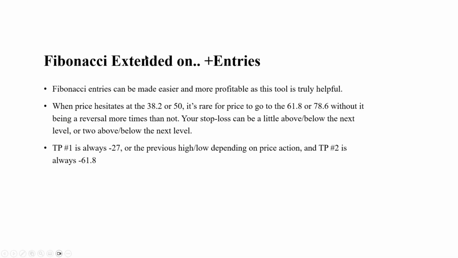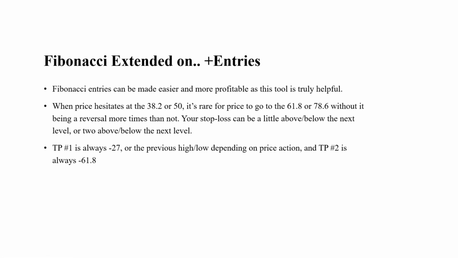We're going to go to Fibonacci extended entries. Fibonacci entries can be made easier and more profitable as this tool is truly helpful. When price hesitates at the 38.2 or 50, it's rare for price to go to the 61.8 or 78.6 without it being a reversal more times than not. Your stop loss could be a little above or below the next level, or two above or below the next level.